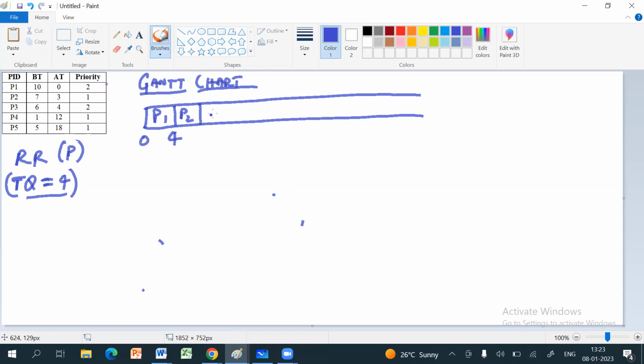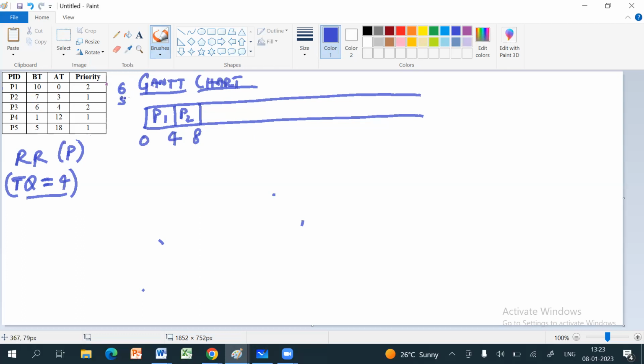So P2 has burst time of 7, but time quantum is only 4. So it will continue till 8. Now, mind you, every time you have to keep track of the remaining time. So P1 completed 4, that means remaining time is 6. P2 completed 4 units of time, so that means remaining time is 3.